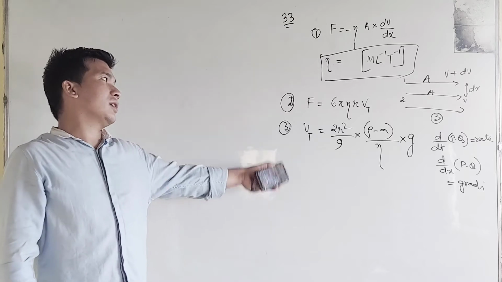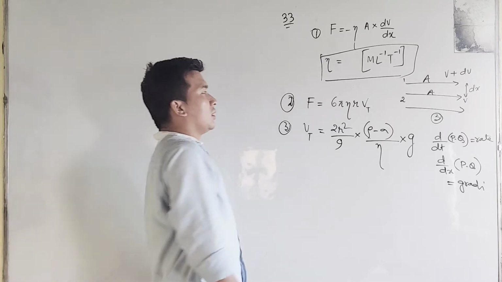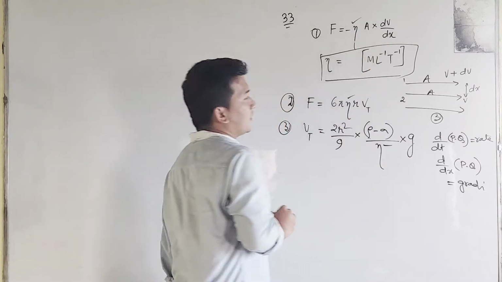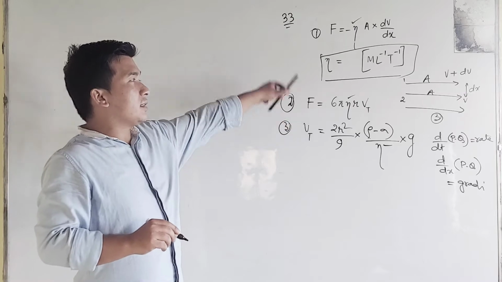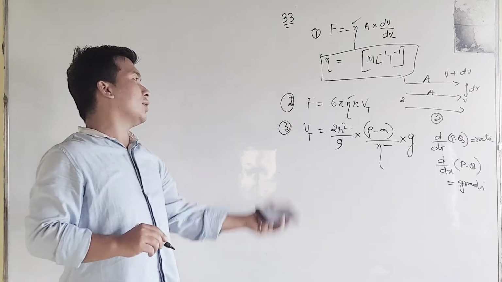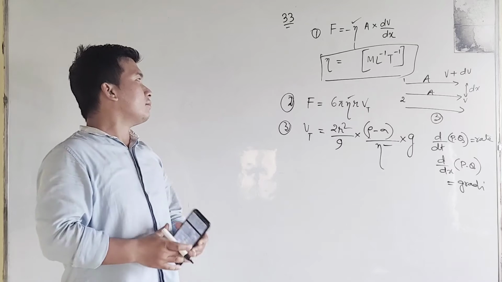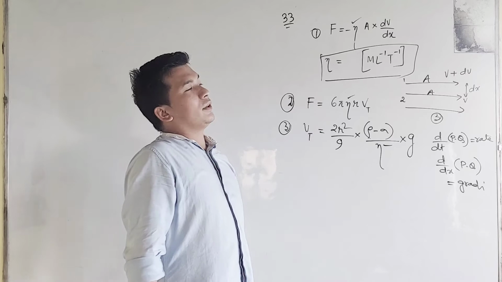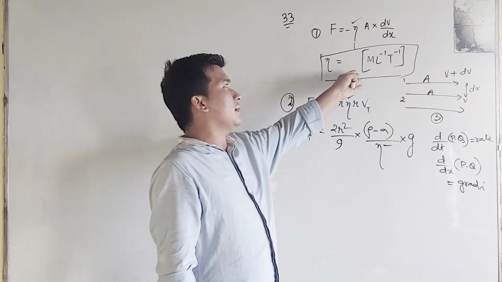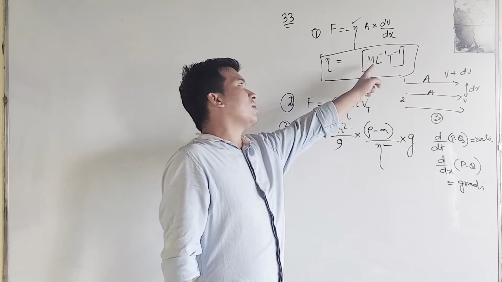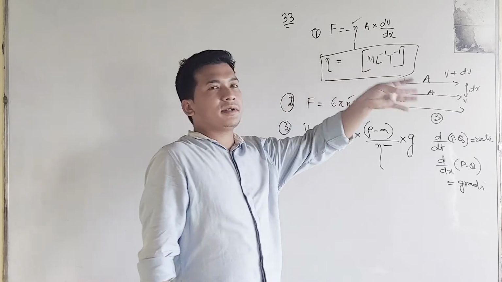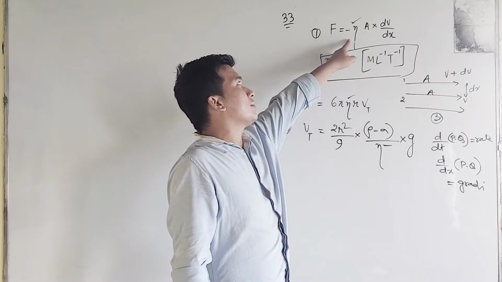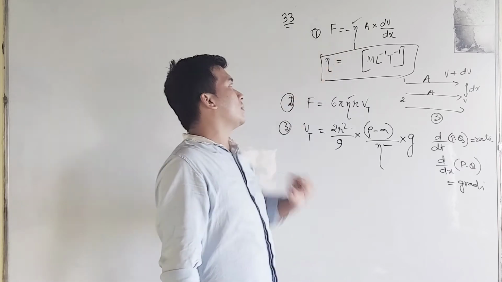From any equation you can find out the dimension formula of eta, and all the 3 equations will produce the same dimension formula of coefficient of viscosity. And if you are able to learn the dimension formula by heart, then it will be very easy: M L inverse T inverse. Anyway, I will calculate how to find this coefficient of viscosity from the given equation.